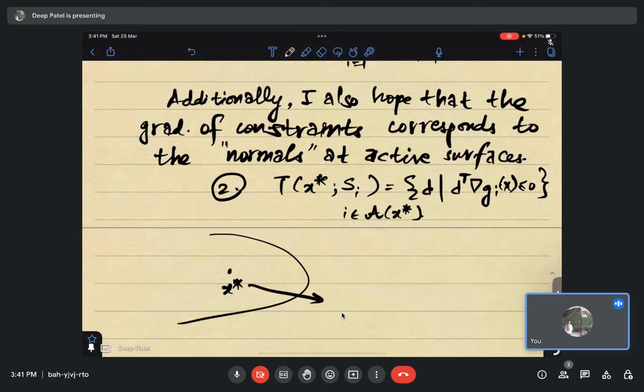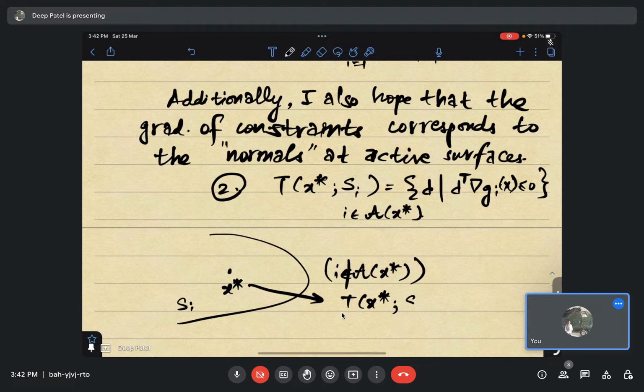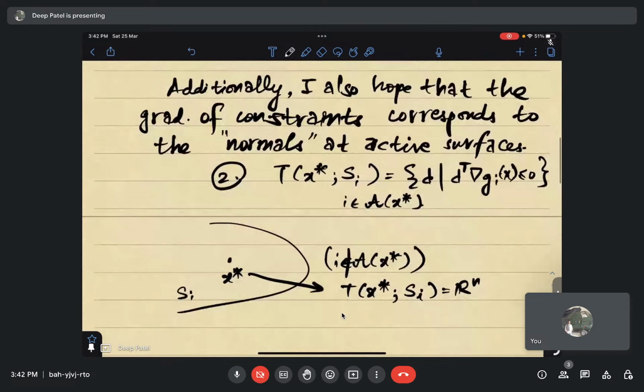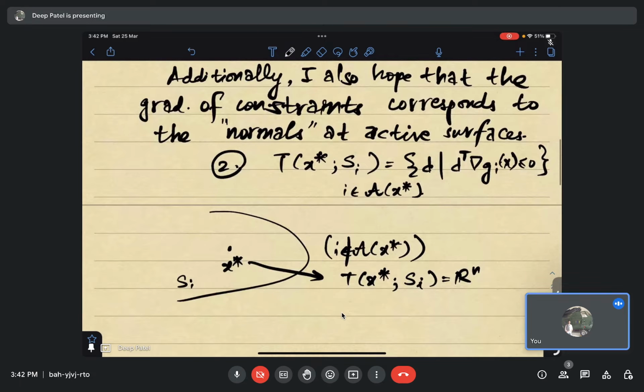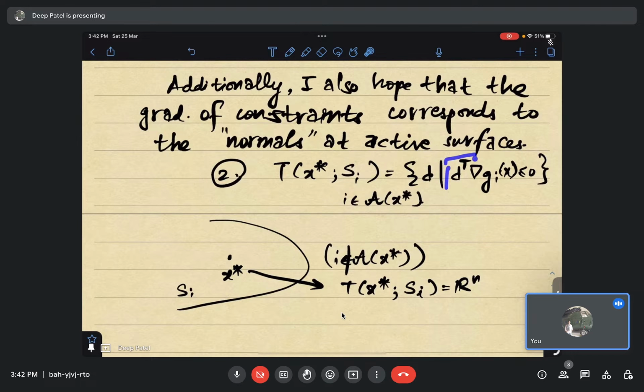So if I have a point here, if a constraint is inactive, then the tangent cone is the whole space, right? That's why we didn't mention that. It doesn't make sense, because then any D can be satisfied. D and minus D both satisfy, in which case it will be 0.